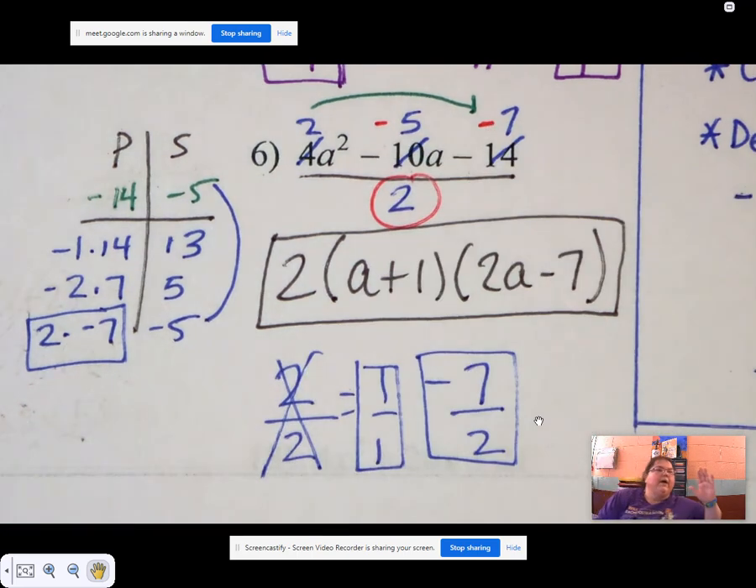So note to self, ladies and gentlemen, bring those negatives up with it. If you have a GCF, and you're dividing it through, bring those negatives up. Yes, ma'am.